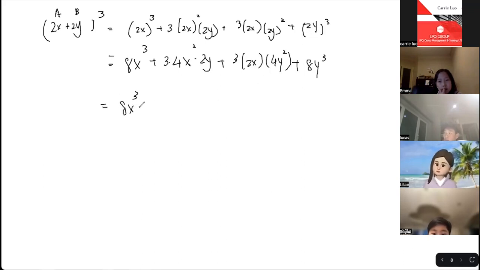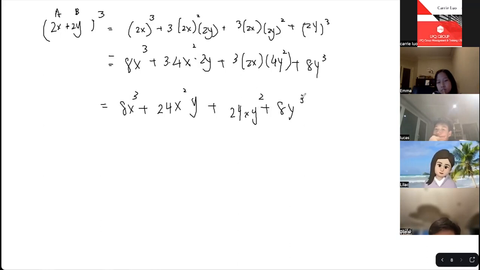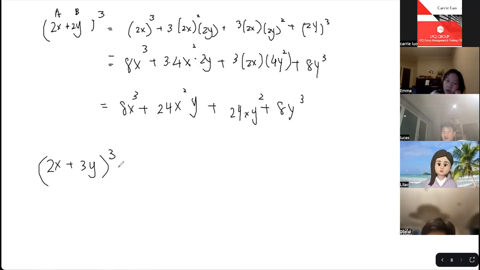So 8x cubed plus 24x squared y plus 24xy squared plus 8y cubed. Okay, I'm not going to give you a similar question. So (2x plus 3y) cubed. Everybody, your turn.